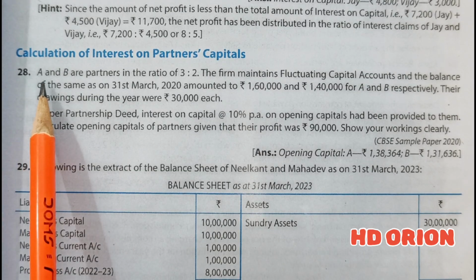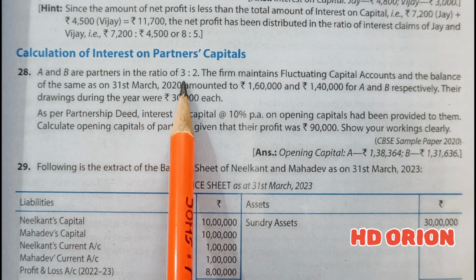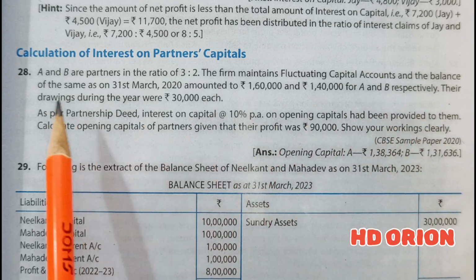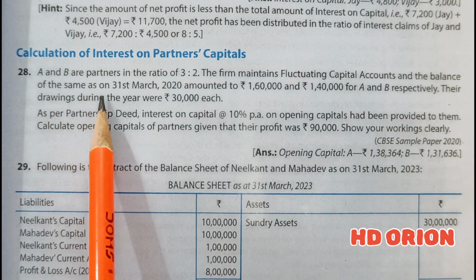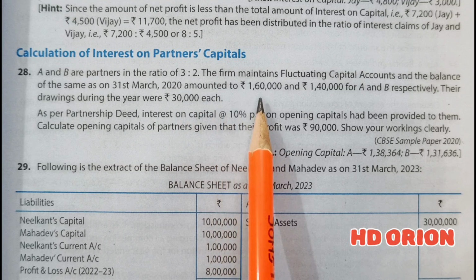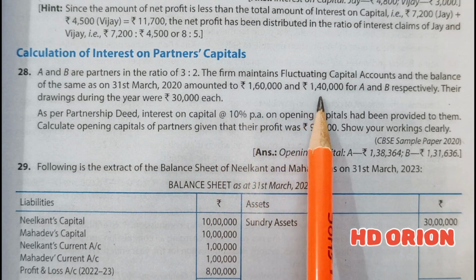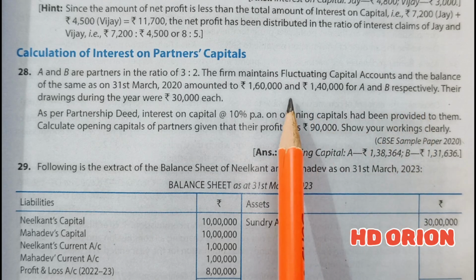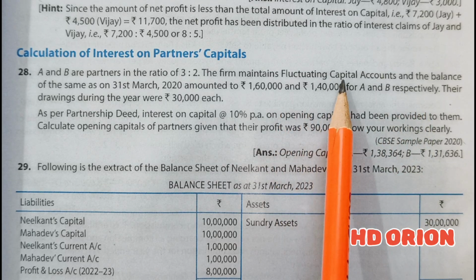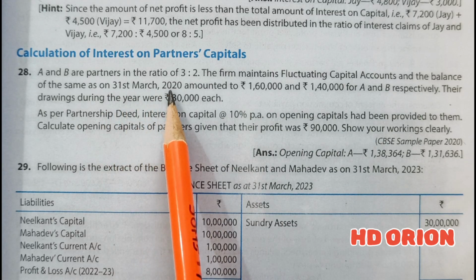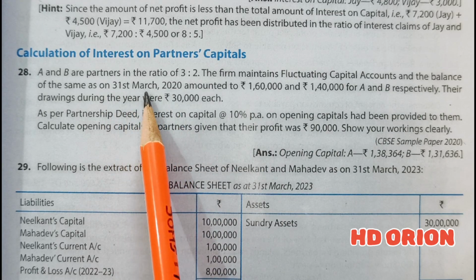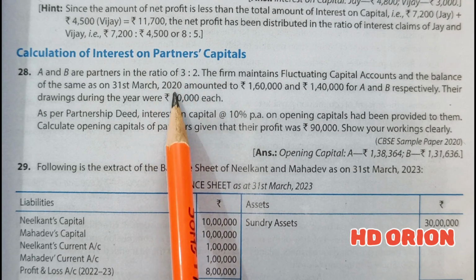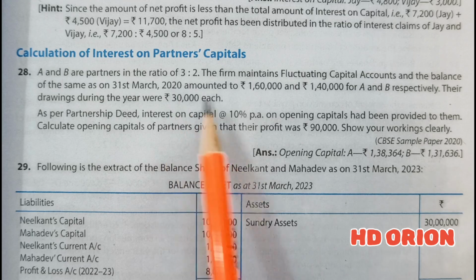Question number 28. A and B are partners in the ratio of 3:2. The firm maintains fluctuating capital accounts and the balance of the same on 31st March 2020 amounted to rupees 1,60,000 and rupees 1,40,000 for A and B respectively. Here the closing balances of capital accounts on 31st of March 2020 is given. It means it is the closing balance, and to calculate interest on capital we have to calculate opening capital balances.